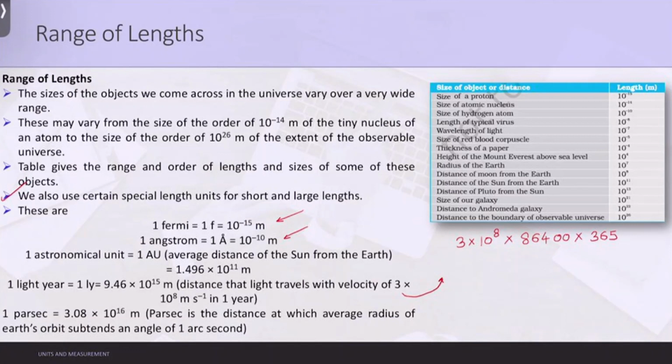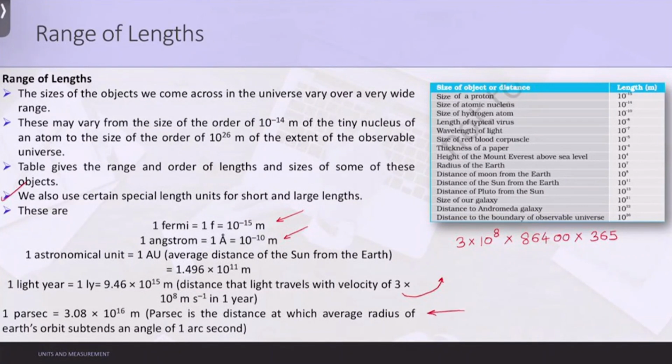Okay, some slight changes might be there because sometimes it is taken as 366. The value of the speed of light is also not exactly 3 into 10 to the power 8, it is something like 2.99. So some sort of difference would be there, but approximately it can be said as equal to 9.46 into 10 to the power 15 meters. So this is the general consideration that one light year is equal to 9.46 into 10 to the power 15 meters. Okay. Next thing is one parsec, which is equal to 3.08 into 10 to the power 16 meters. Parsec is the distance at which the average radius of the Earth's orbit subtends an angle of 1 arcsecond. So this is the information provided here.